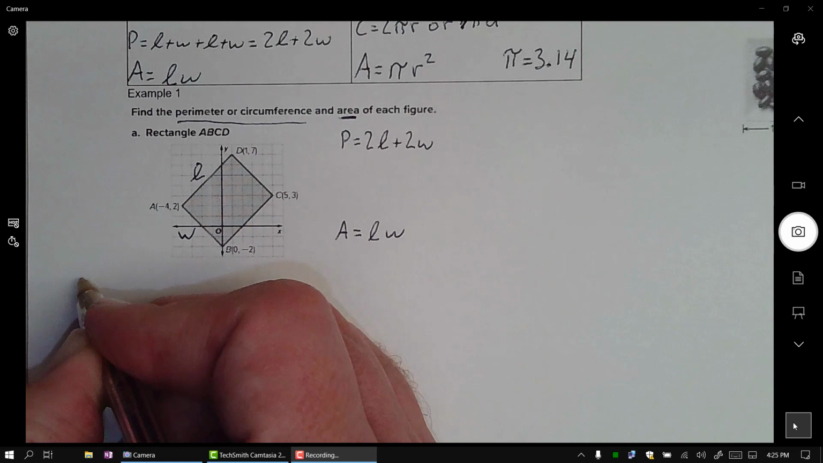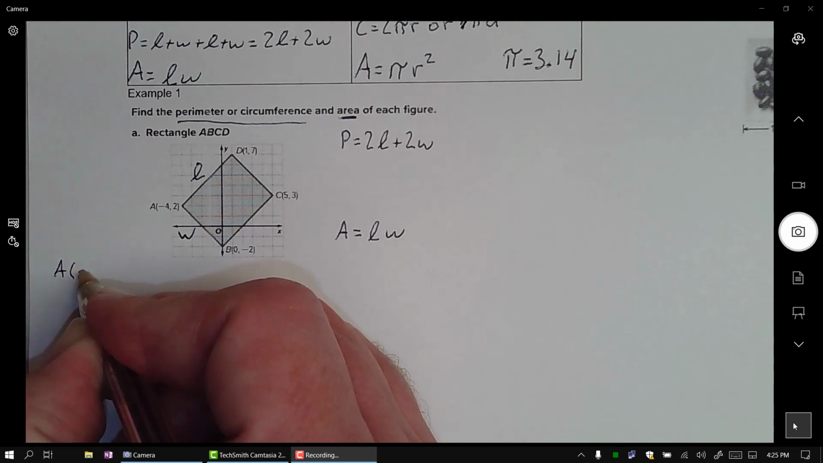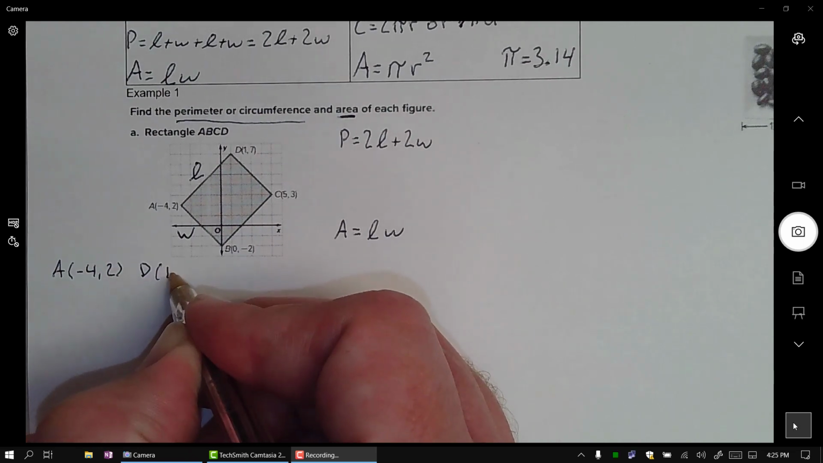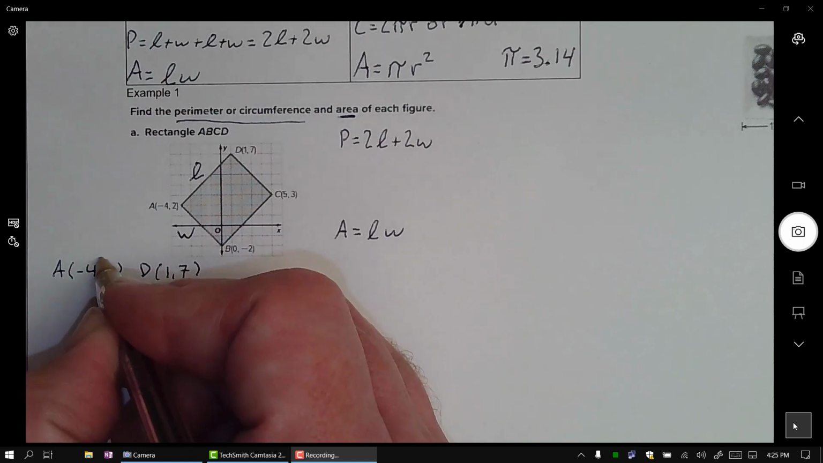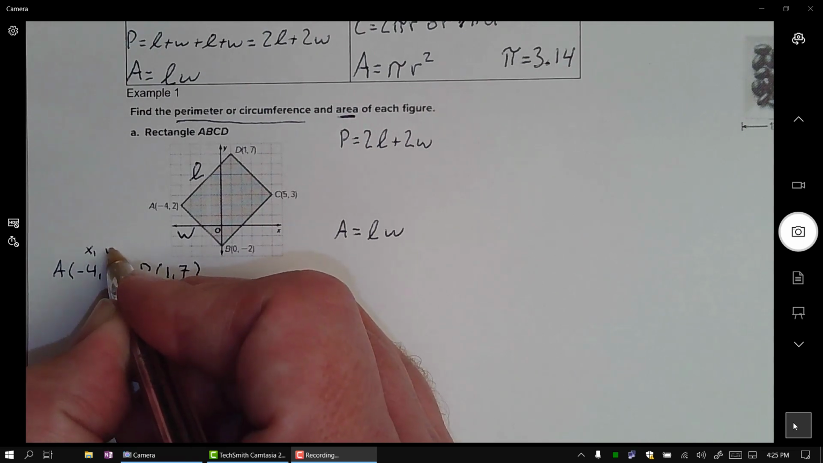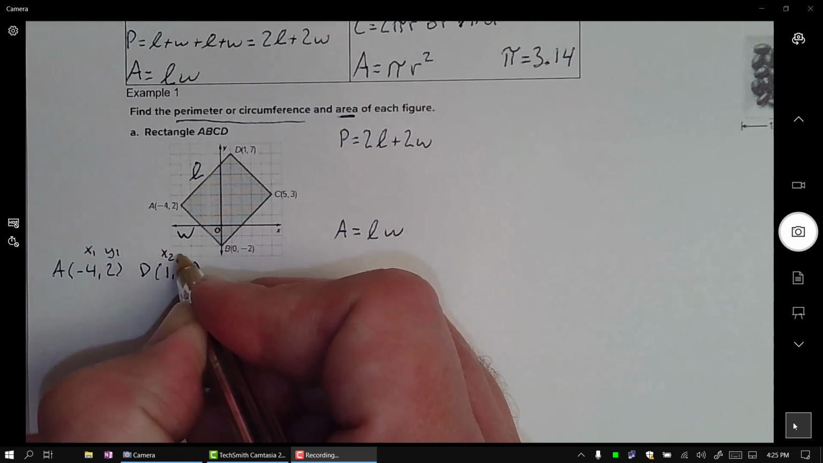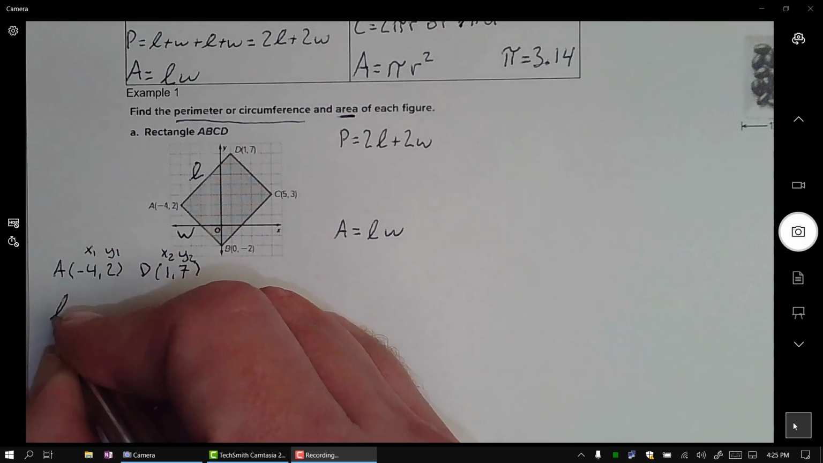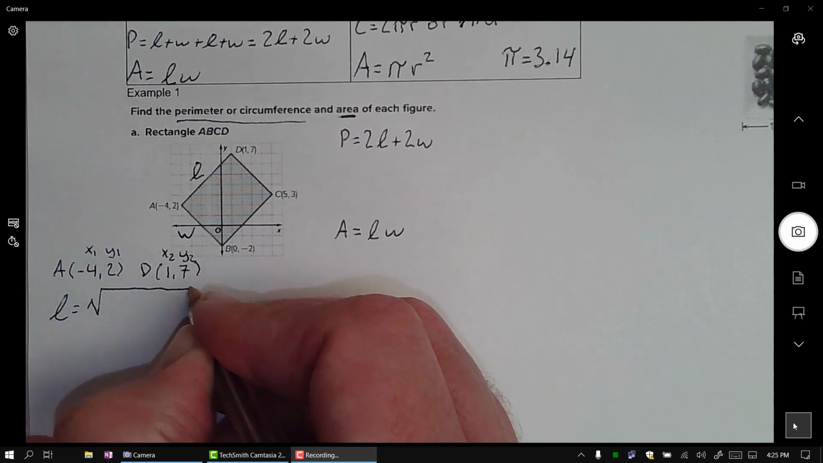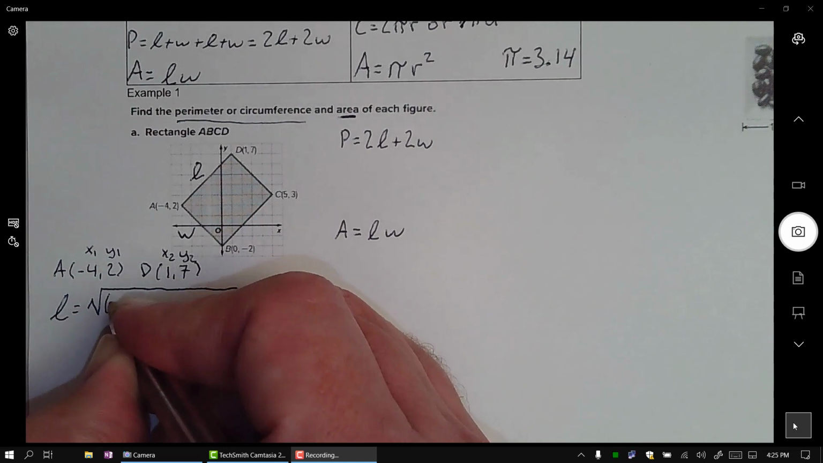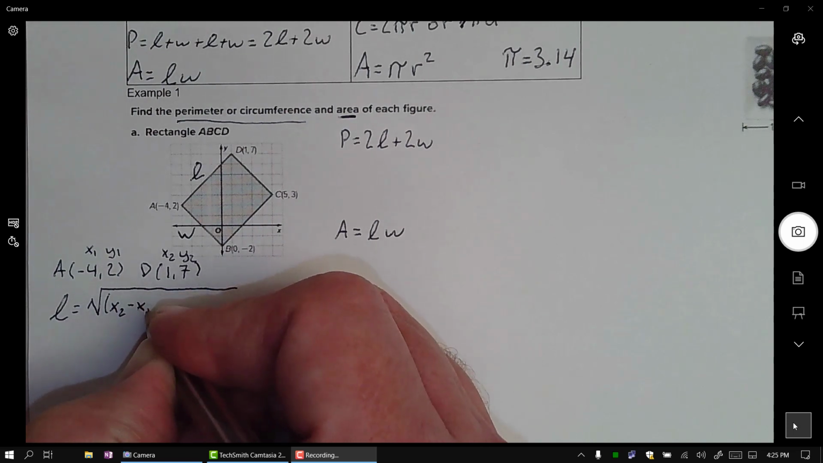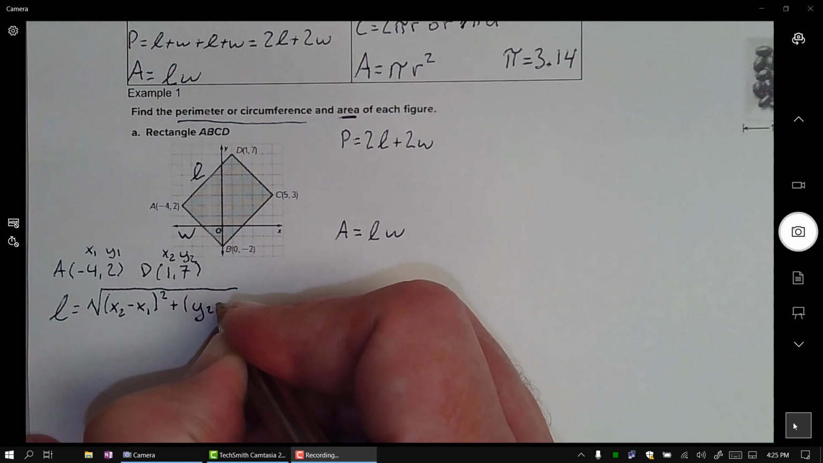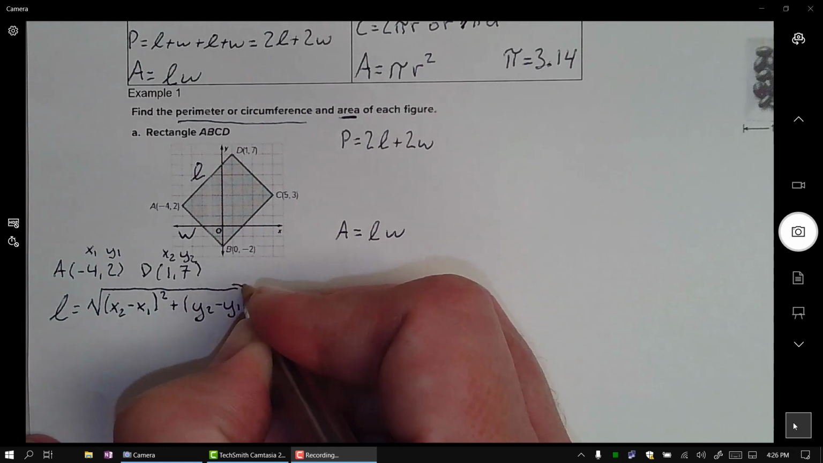From A to D, A is at (-4, 2). D is at (1, 7). So this is going to be my x1, this is my y1, x2, y2. Let's figure out the distance formula. The distance is going to be my length. So we're going to take the square root of (x2 minus x1) squared plus (y2 minus y1) squared.